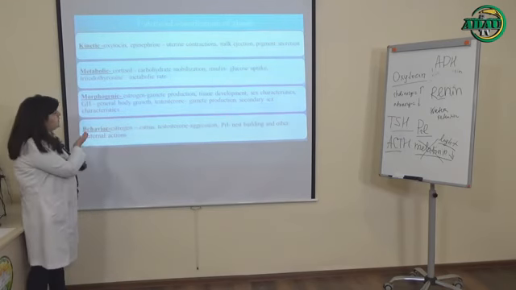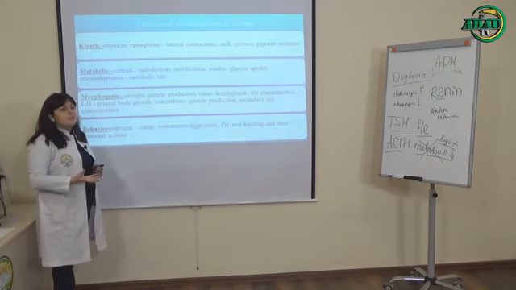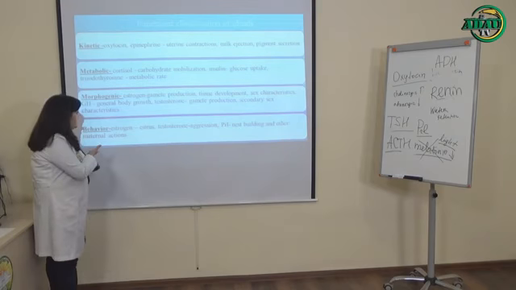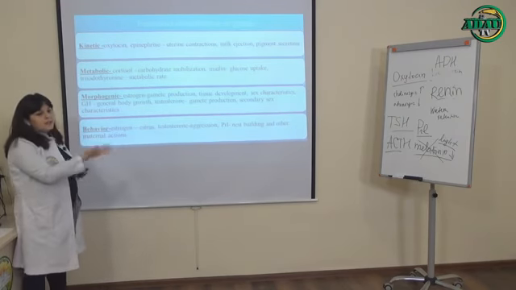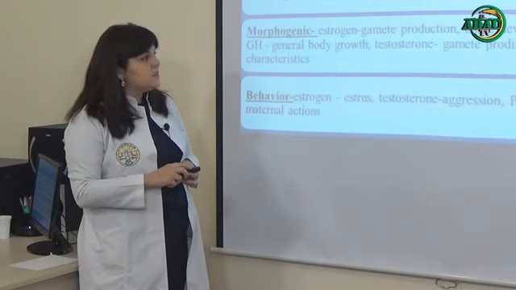Then morphogenic hormones, estrogen, testosterone, the hormones which are responsible for creating some new cells. And the behavioral hormones, like testosterone, estrogen, again, they're responsible for the reproductive behavior of animals.